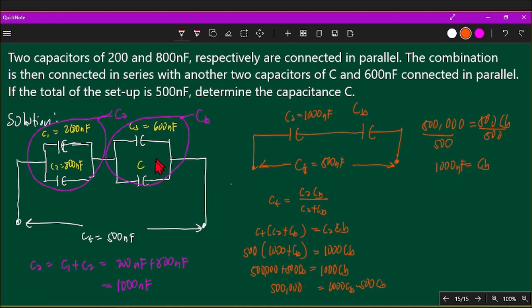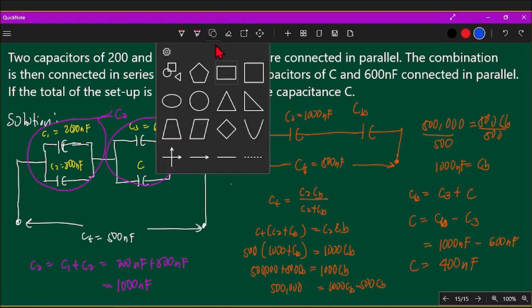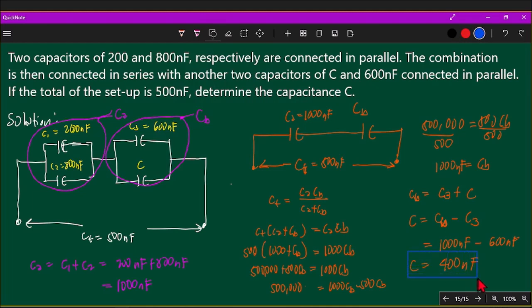nanofarad, no? But you know also that for this one, our CB is equal to our C3 plus C. Now solving for C, we have CB minus C3. So we have 1000 nanofarad minus 600 nanofarad, no? So our C is equal to 1000 minus 600, which is 400 nanofarad. And this now will be our answer. Okay, so that will be our last example.